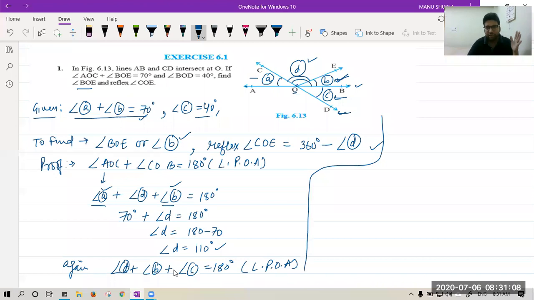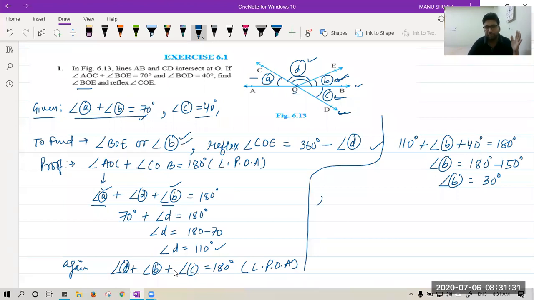If we put the values, angle D is how much? Angle D is 110. Angle B is unknown. Angle C is how much? 40 degree given to us, equal to 180 degree. This gives us angle B is equal to 180 minus 150 degree, that is 30 degree. So we have found the first part.